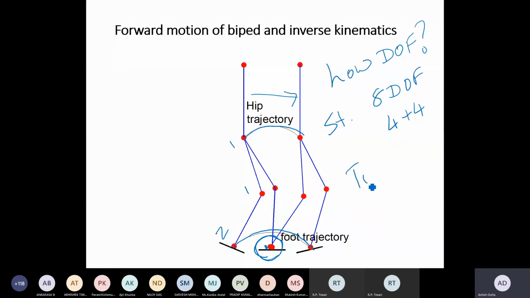If you want to turn and walk straight, then you need 12 DOF. Ten is not enough, but at least 12 degrees of freedom to enable you to turn also.